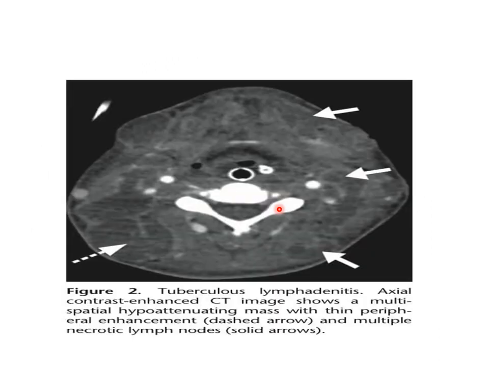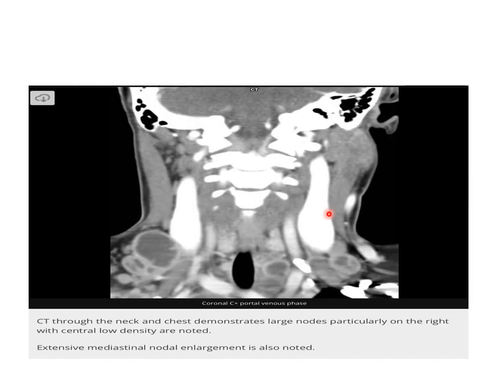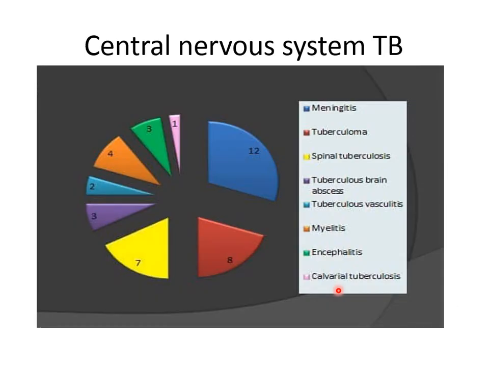As you see in this CT, this is a multispatial hypoattenuating mass. This is a necrotic lymph node. This is also a CT showing a necrotic lymph node with central low density, and also extensive mediastinal lymph node enlargement. This was about the lymphatic.